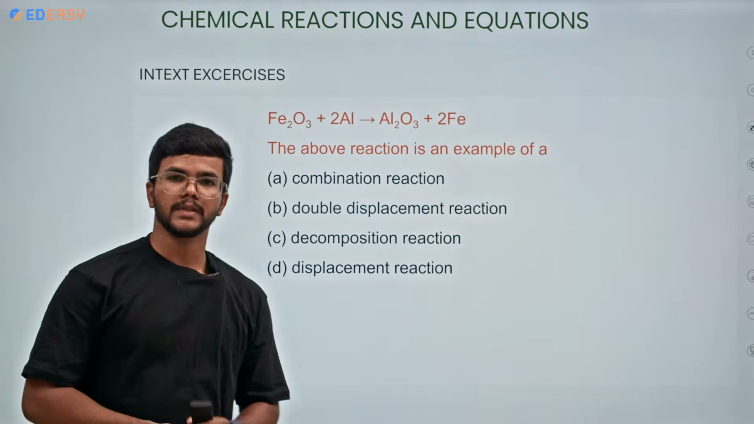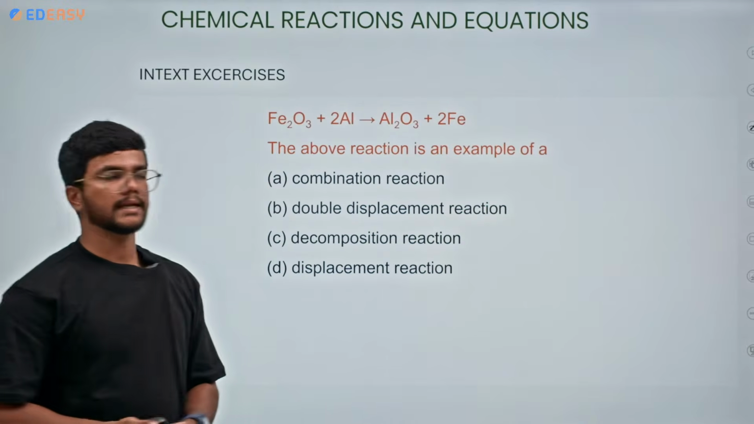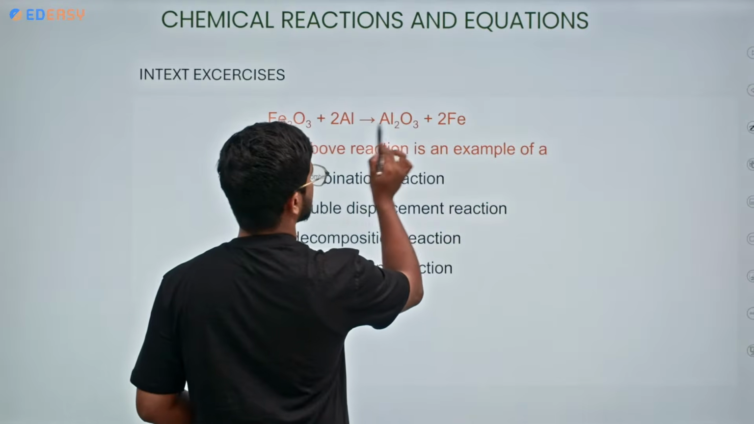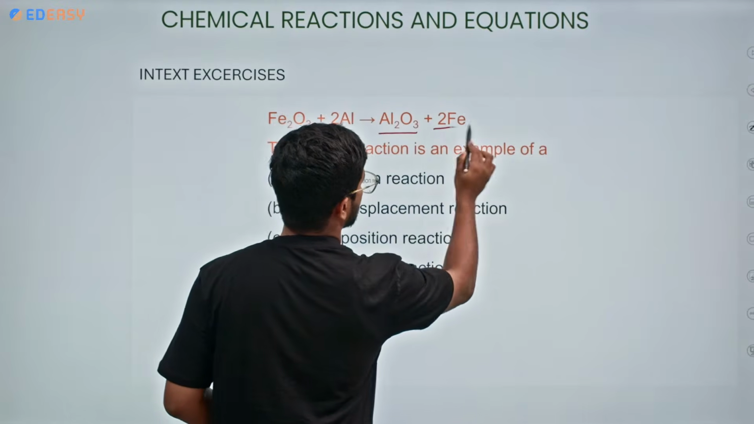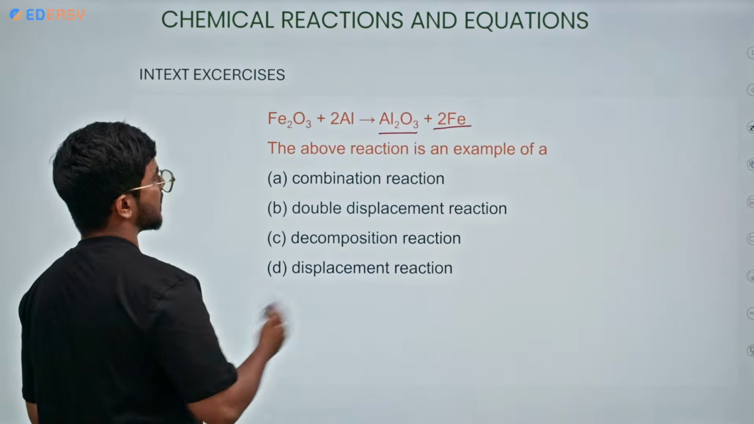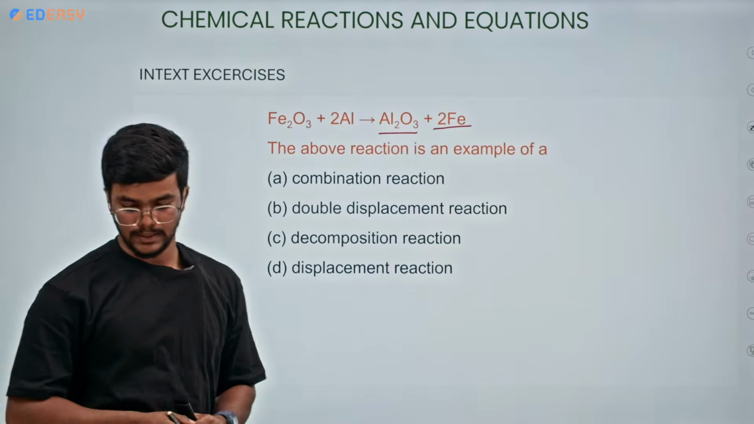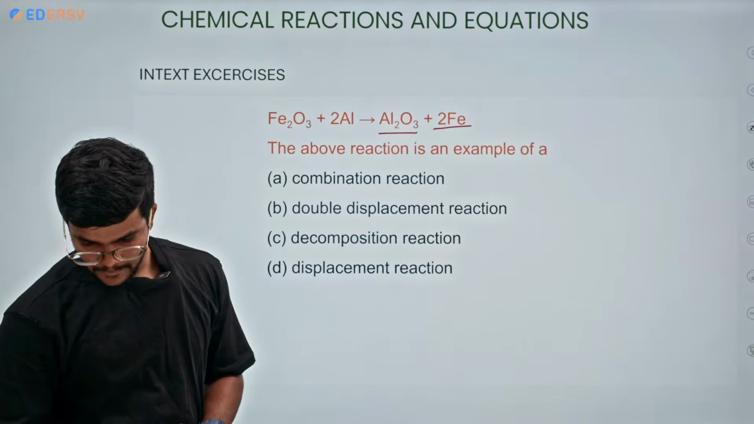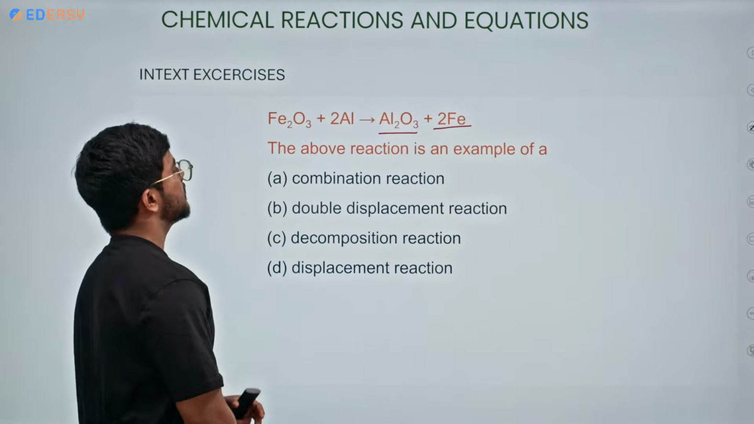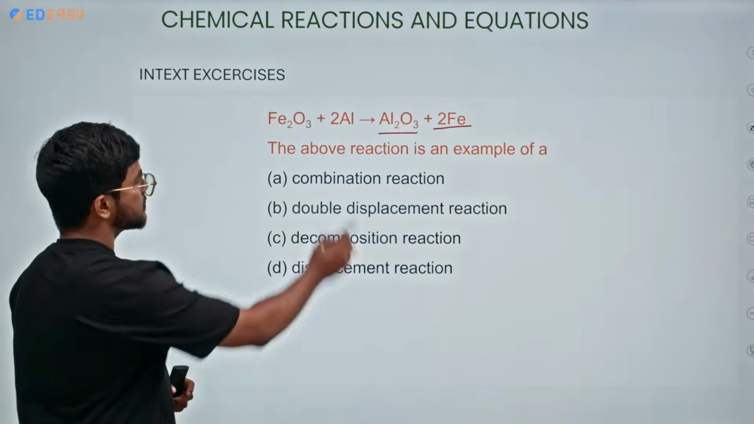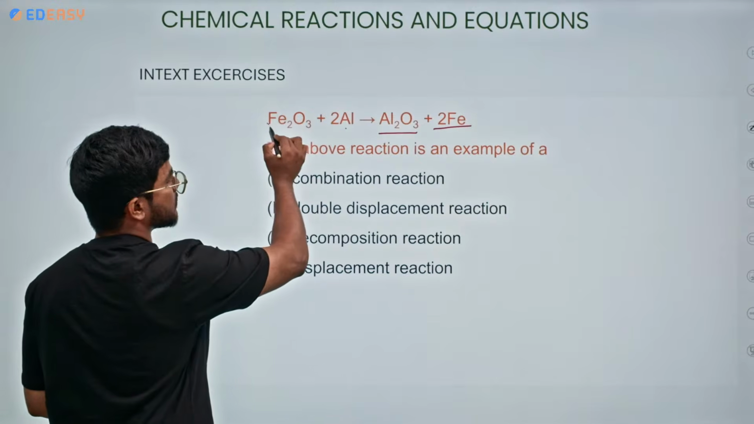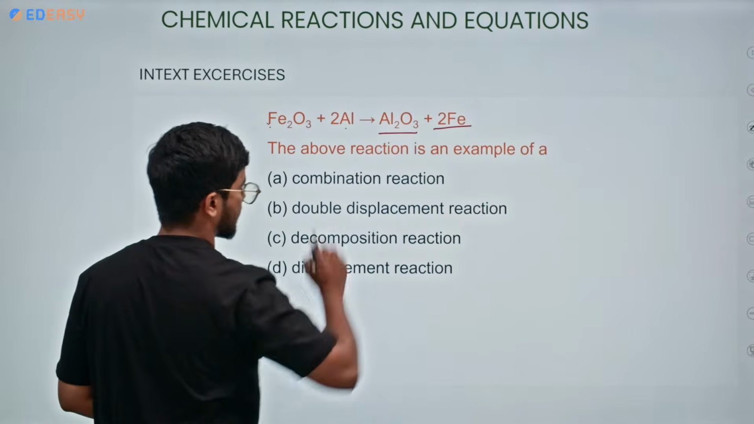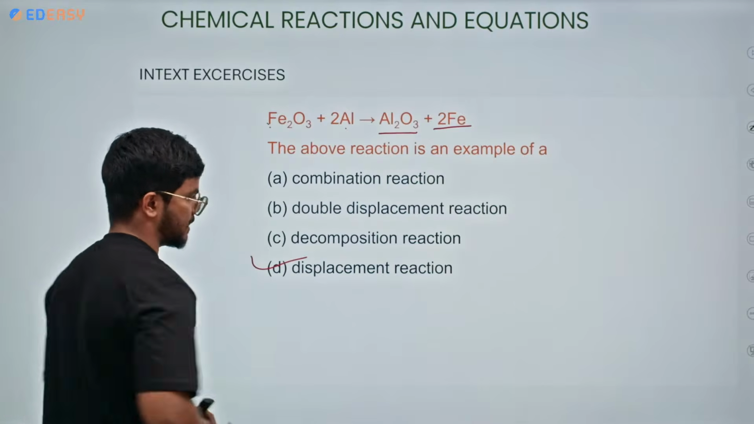Okay. Next. So iron oxide reacting with the aluminum gives aluminum oxide plus iron. What type of reaction is this? Let me know in the comments. Yes, it's a single displacement reaction. So aluminum displaces the iron from the oxide. It gives aluminum oxide plus iron. This is a single displacement reaction.